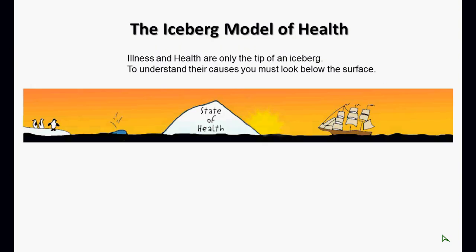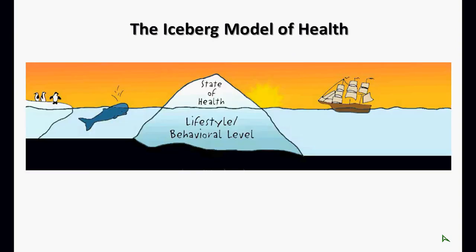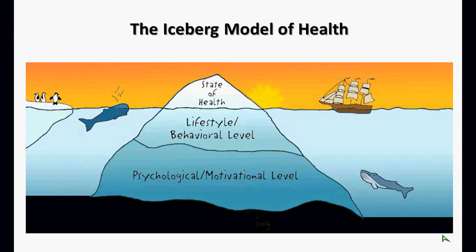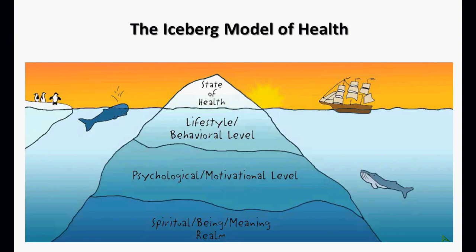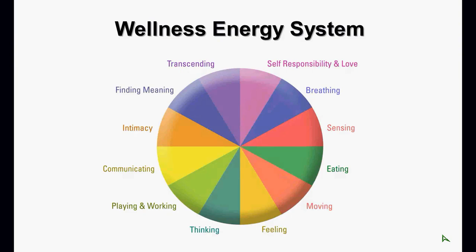The second model is the iceberg model of health, very straightforward. Your state of health is really what you can measure and what you can observe. But what we're looking at with a wellness inventory is what influences your state of health and well-being. So with a wellness inventory, we're exploring beneath the surface, exploring the lifestyle and behavioral level, the psychological motivational level, and also the spiritual being and meaning realm. And the way that we do that, the frame of reference that we use, is the wellness wheel, more formally called the wellness energy system.